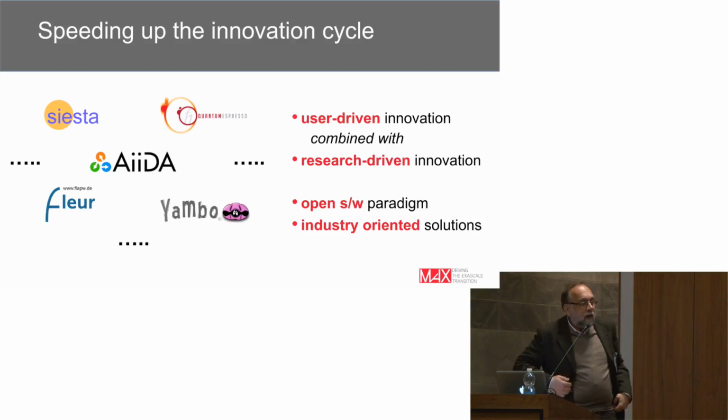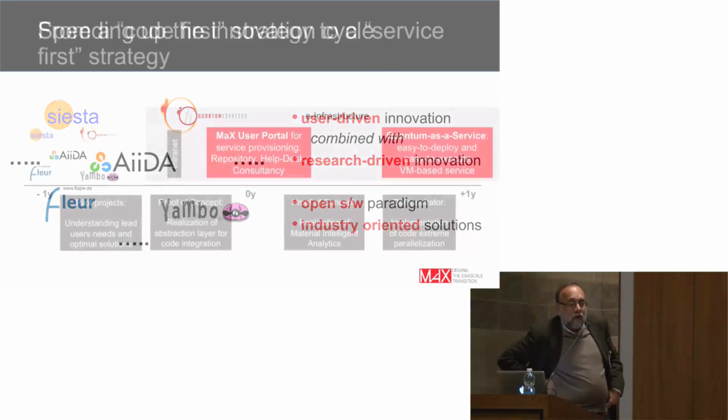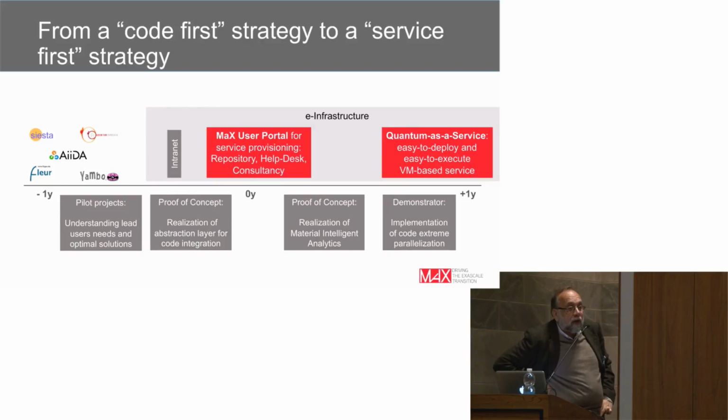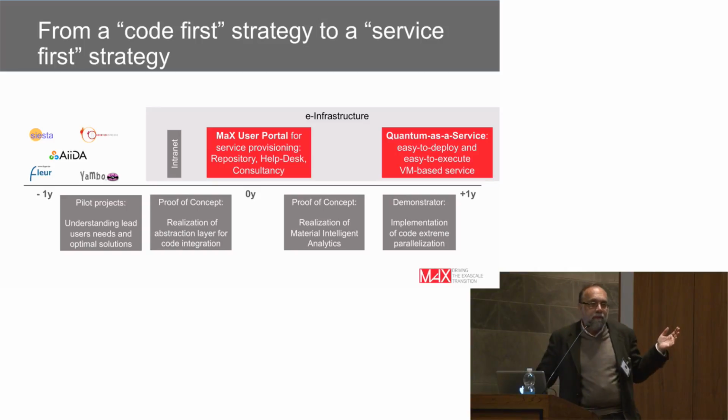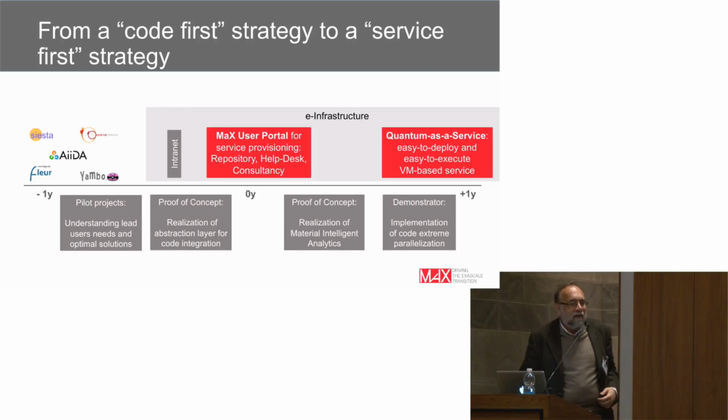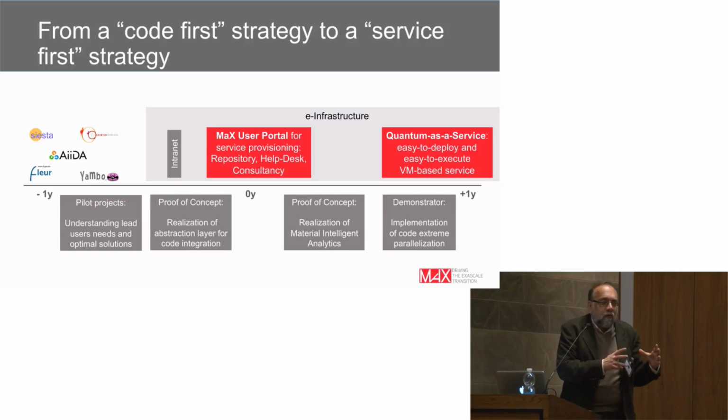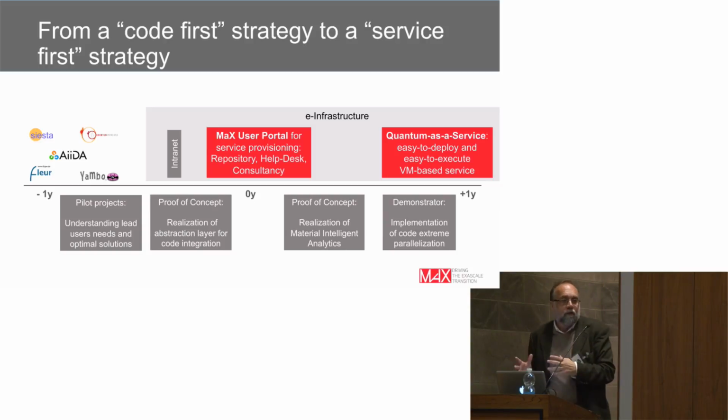And so we started with a strategy, as I said, very similar to the one described by Erwin. The strategy was what we call code first. Of course, you have to start from something when you want to build up such an environment. And to start with, we started from codes. That was the first code. But that was a year ago. Now we are at time zero. We are moving from a strategy that is code first to a strategy that is service first.